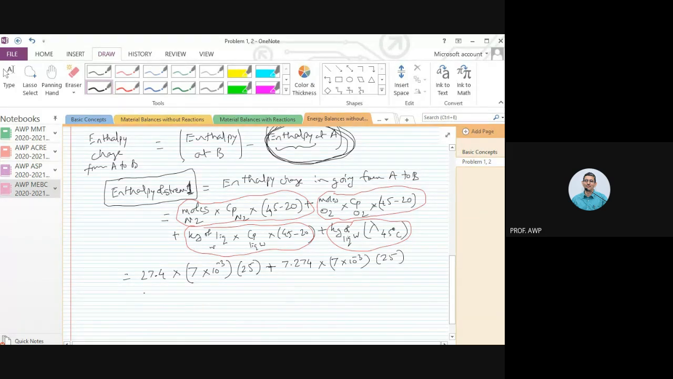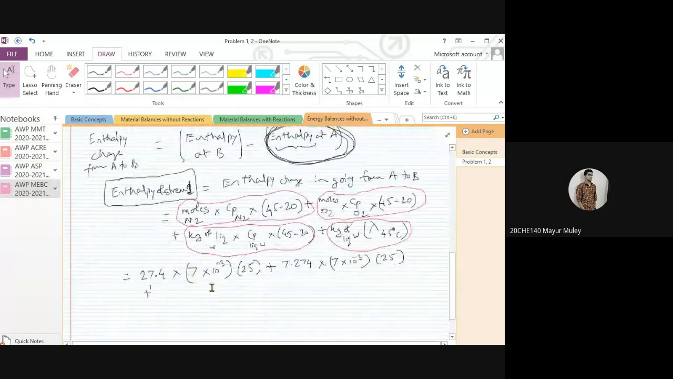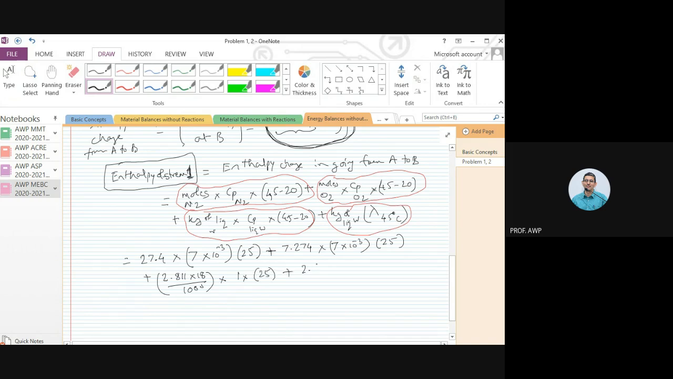How many kgs of liquid water was there in stream number 1? Or how many kgs of water vapor was there in stream number 1? We had 2.811 gram moles, right? Yeah, 2.811. So kgs would be 0.05. Yeah, it doesn't matter. Let's write 2.811 into 18 divided by 1000, those many kgs of liquid water, into Cp of liquid water 1, into 25, plus 2.811 into 18 divided by 1000.